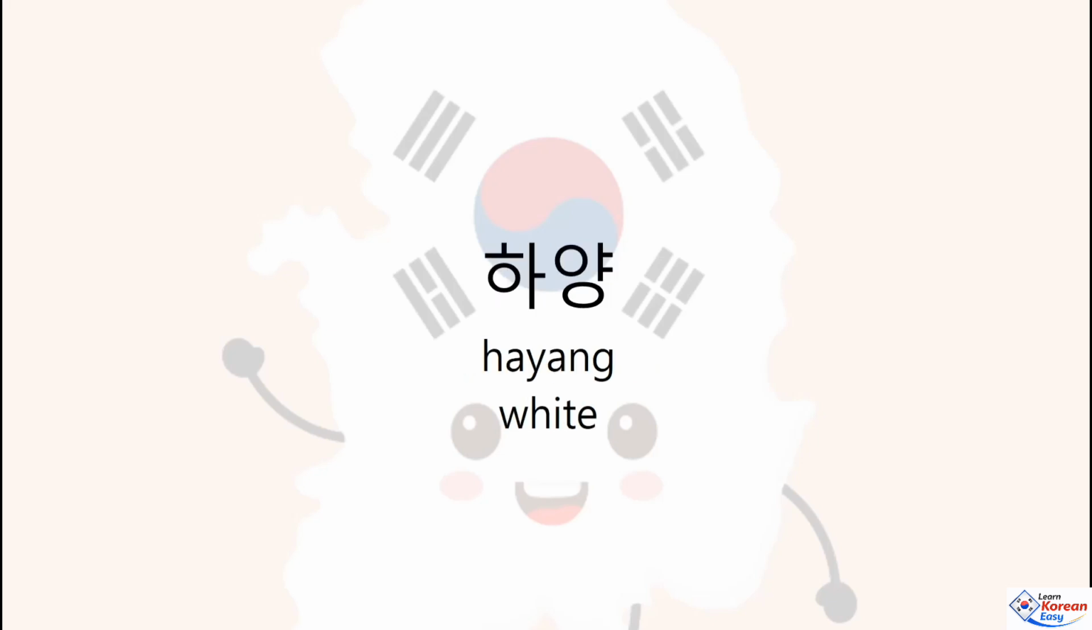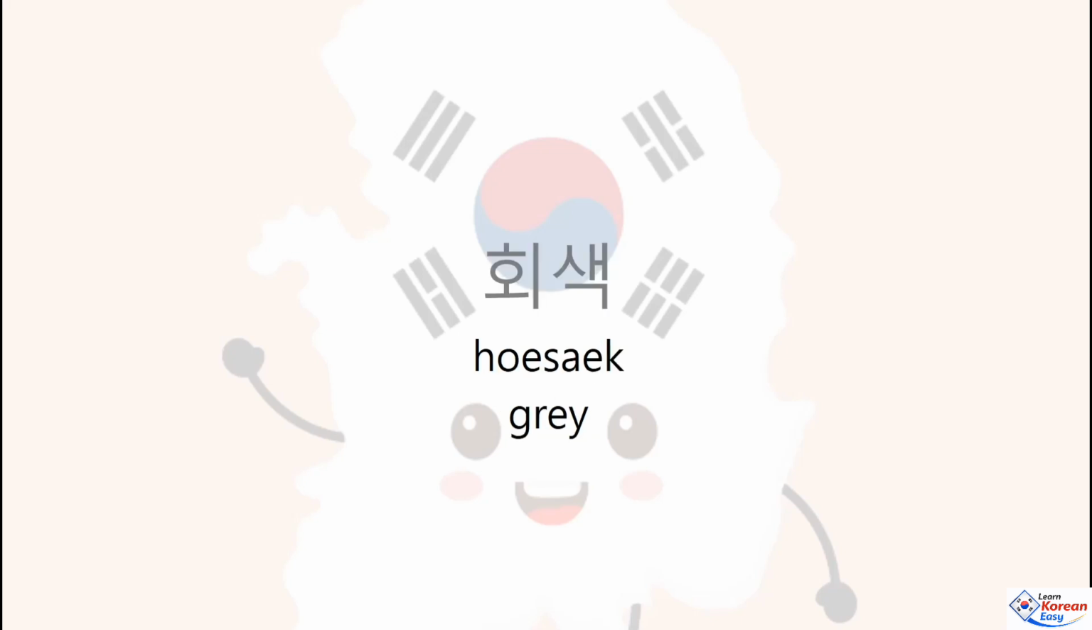Okay, next one. White is 하양. But when we say white color, we say 하얀색, not 하양색. But for now, we're just learning white, so it's 하양. Okay, next one. Gray color is 회색.